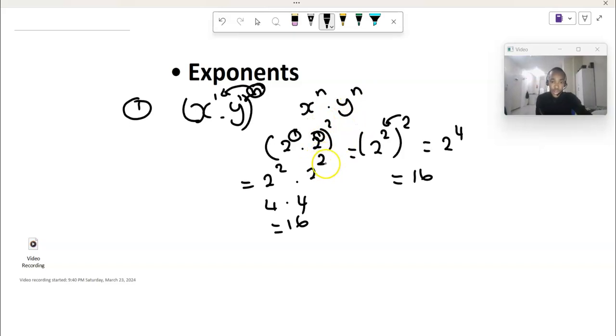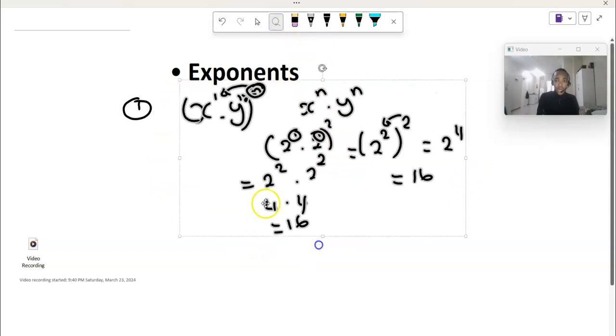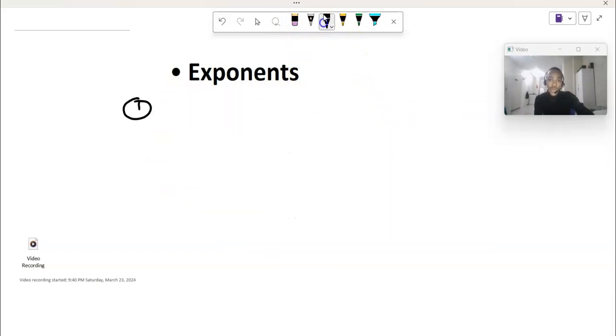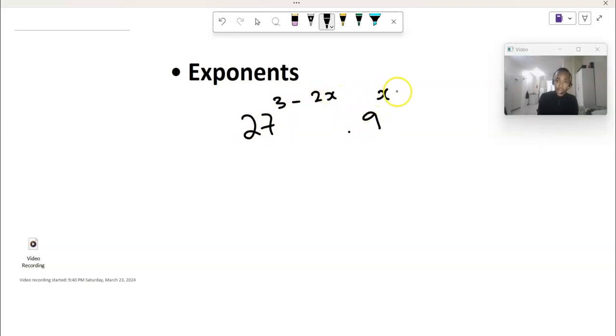Yeah, this should be 2, by the way. Okay, now let us solve equations related to exponents. For instance, if we have, let's say, 27^(3-2x) times 9^(x-1), all divided by 81^(2-x).